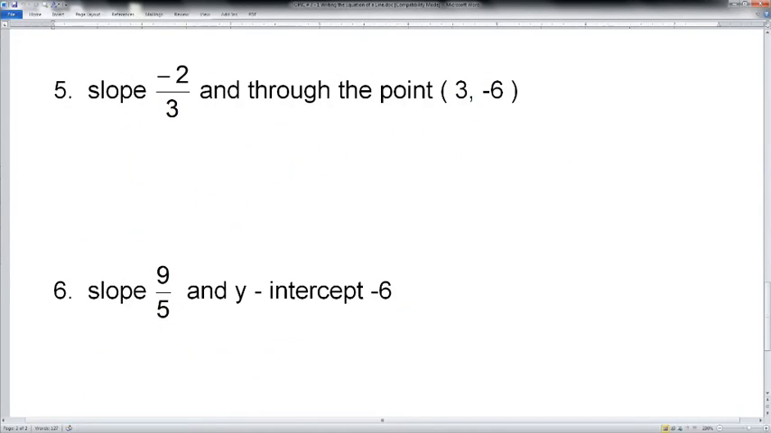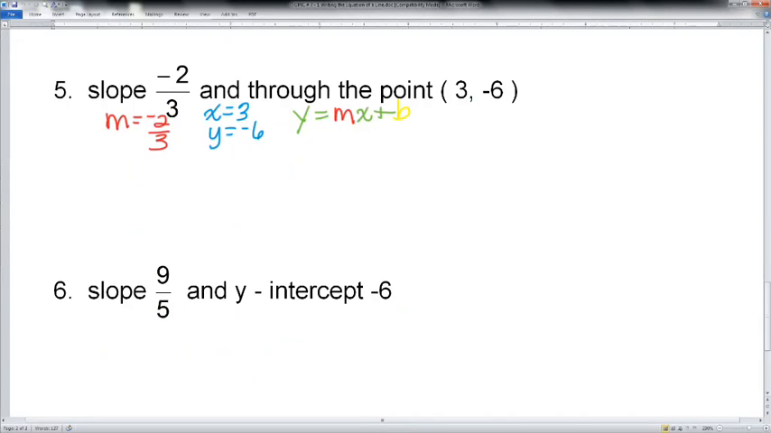Number 5, I have a slope of -2/3. So we'll go ahead and write m is -2/3. And it goes to the point (3, -6). So I have an x-coordinate of 3, I have a y-coordinate of -6. And so again I have y equals mx plus b. And so we're going to solve for b again.